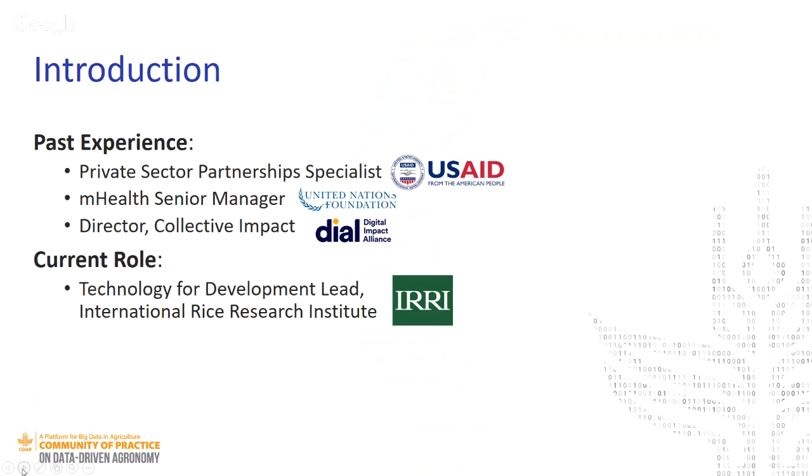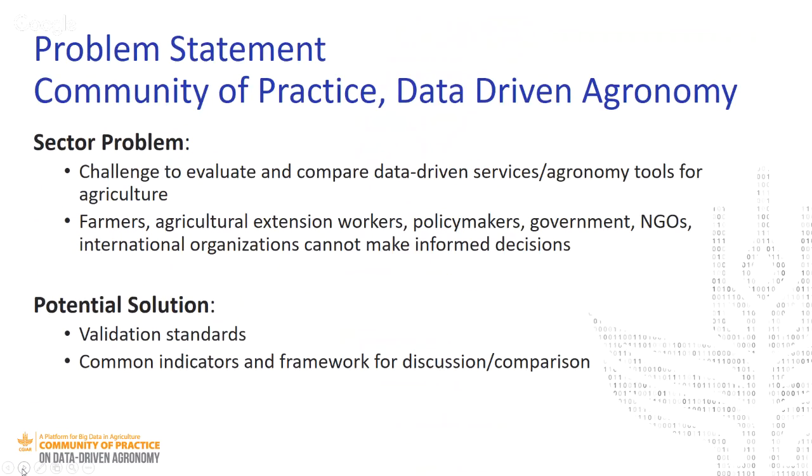To launch right in, and I think my other colleagues have addressed this as well, in terms of our core problem statement: in the digital agriculture sector, we're seeing a lot of different applications of technologies. But the issue is we don't have a systematic way to evaluate and compare each of these different tools. So how can we help various audiences, from farmers to agricultural extension workers to governments, really make informed decisions and compare apples to apples, and think about how we can use standards to actually do that?